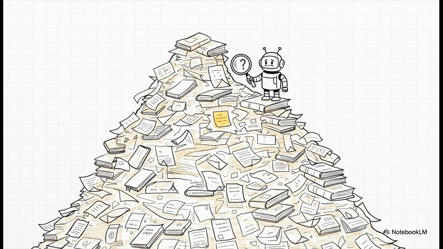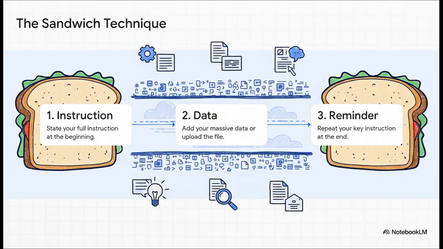So here's the basic problem you run into. When you drop a mountain of data on an AI, your actual instructions, the thing you want it to do, can just get completely buried and lost somewhere in the middle of all that text. The AI just kind of loses the plot. And the solution is actually super simple and kind of brilliant. It's called the sandwich technique. You put your instructions at the beginning and at the end. So step 1, you state your full detailed instruction up front. Step 2, you drop in your massive file or all that text. And then step 3, you repeat your most important instruction right at the very end. You're essentially bookending your data with your command, which makes it almost impossible for the AI to ignore it.